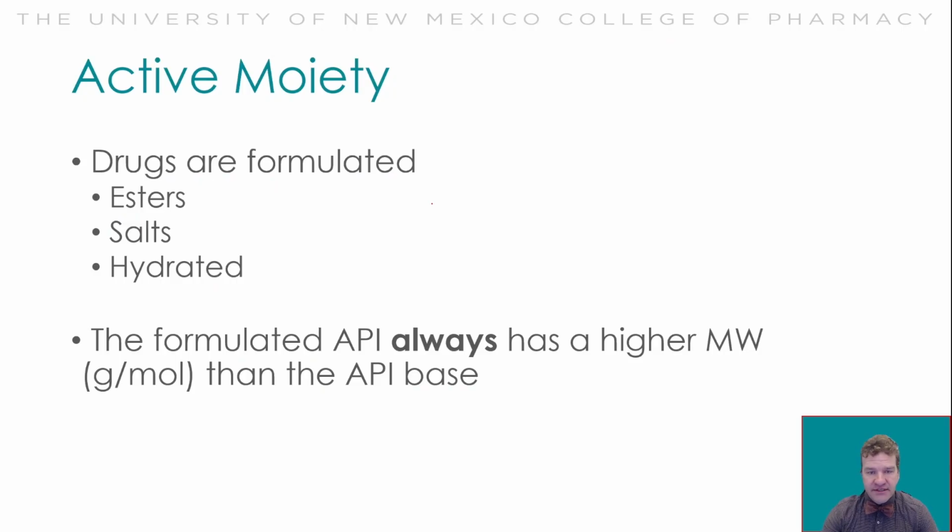So drugs are usually formulated, and they can be formulated as esters, or salts, or hydrates. The reason is to help the PK or the PD of the drug, okay? And that's why they're formulated. Now, the formulated API always has a higher molecular weight, or grams per mole, than the API base, always. And this will really help us out when we're doing our math if we can keep that in mind.